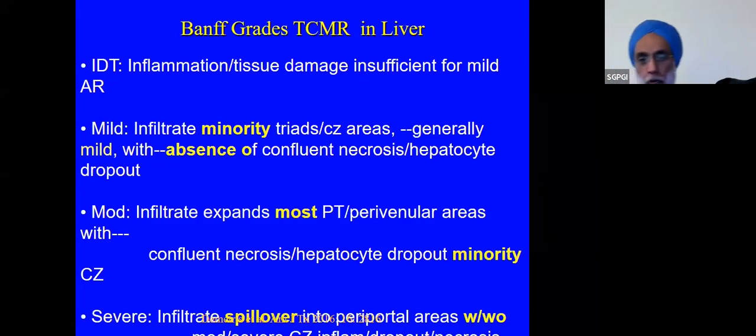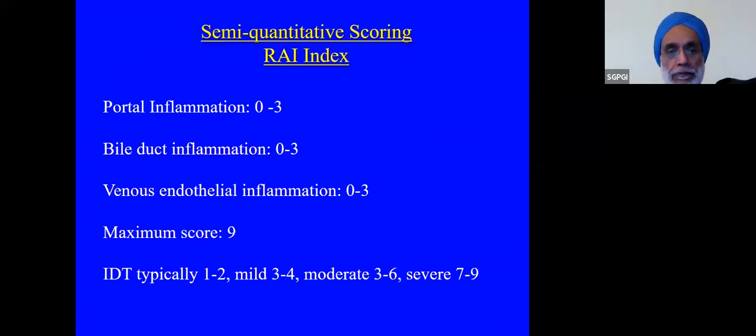If you start reading these rules, they are sometimes difficult to apply. What is minority? What is majority? And sometimes there are only 7 portal tracts in a biopsy. Sometimes there are 27. So the percentages cannot be used in a very literal way. But some guidelines are better than no guidelines.